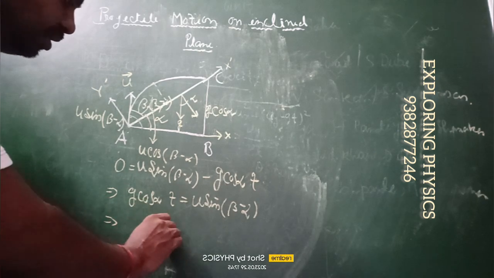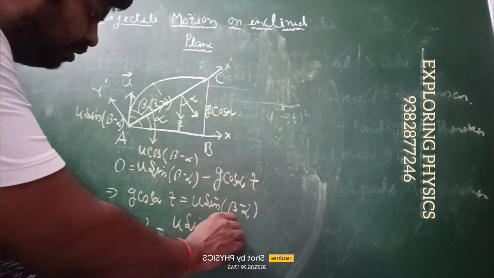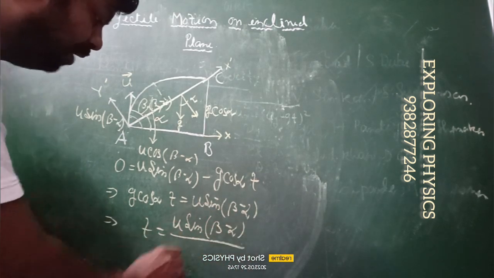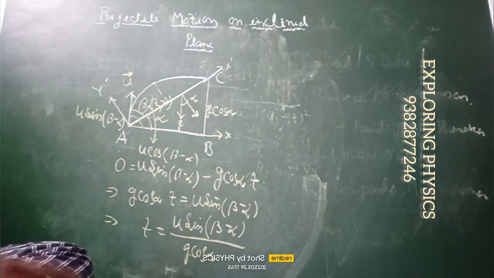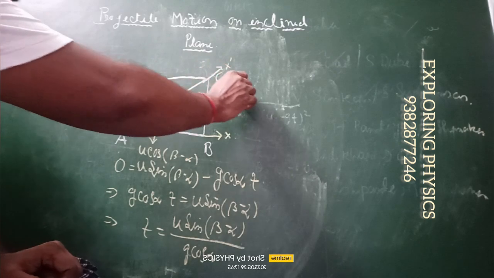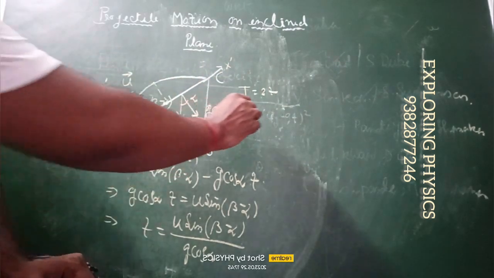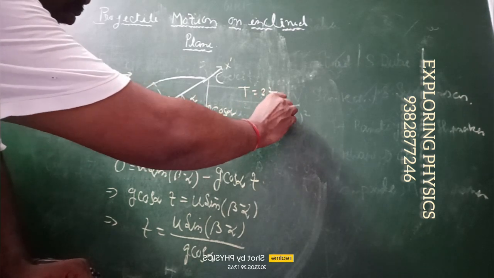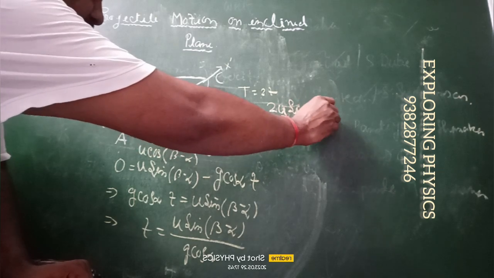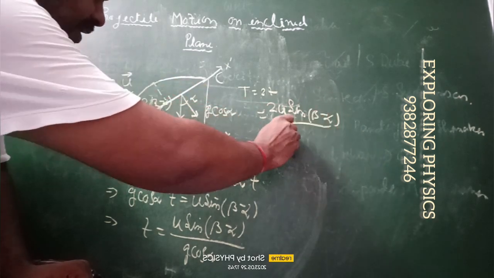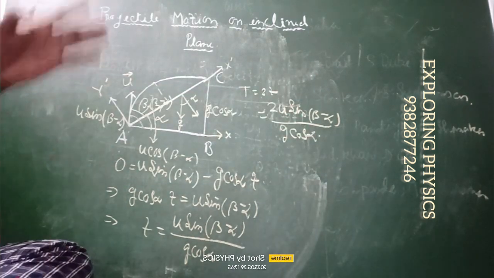So t equals u sine of beta minus alpha by g cos alpha. Now what is the time of flight? Time of flight is capital T, that is equal to 2t. We have 2u sine of beta minus alpha by g cos alpha. This is the time of flight.